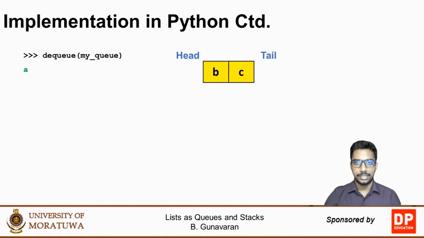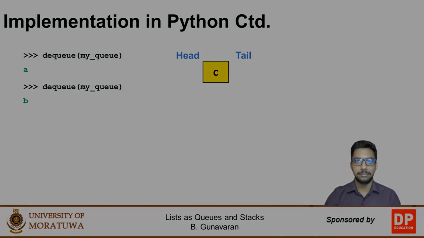Now that the insertions are complete, let us move on to deletion. To delete a value from our queue, we call the dequeue function we implemented with myQueue as the input parameter. As shown here, it returns A, which is the first element we inserted. When we call dequeue again, it returns B, which is the second element we inserted. I believe you are clear at this point how to implement a queue using the list data structure in Python.